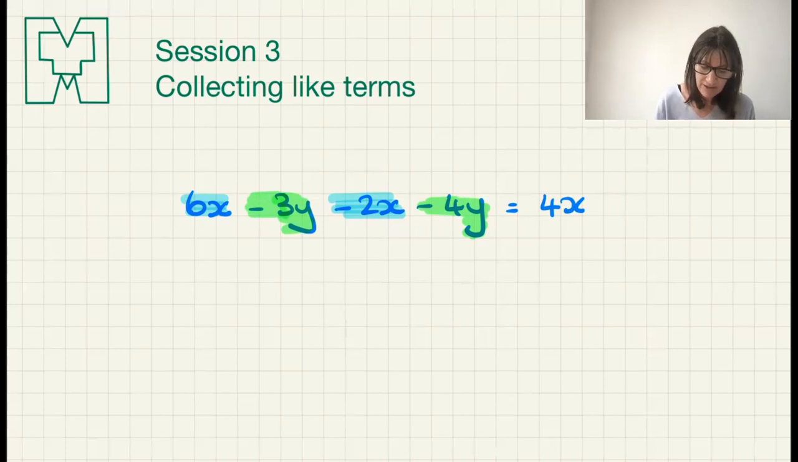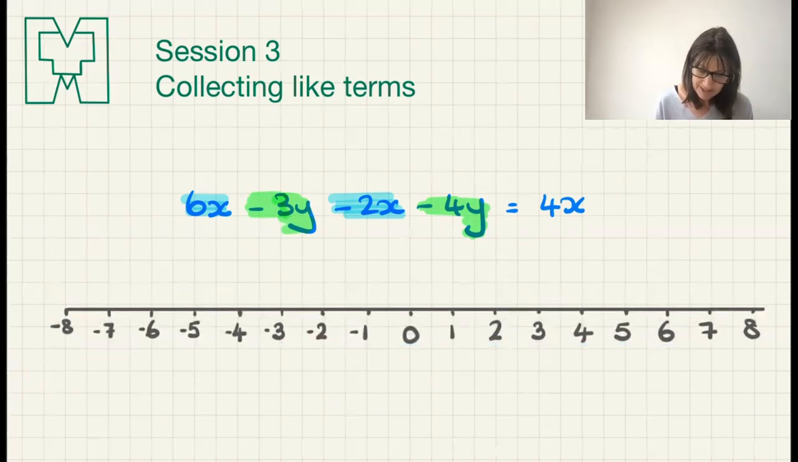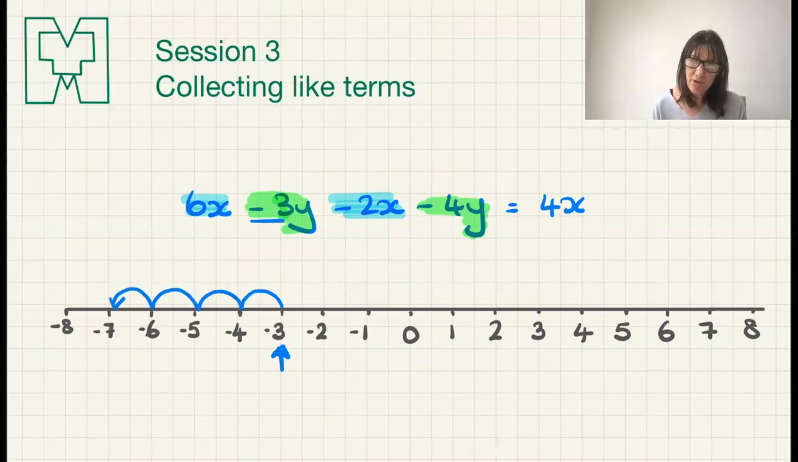Okay, so if I think about my number line here, what I'm actually doing is I'm saying, right, I'm at -3, so I'm here, and I've got to take away 4. 1, 2, 3, 4. Then my answer is -7y. And if you did get that right, absolutely brilliant.